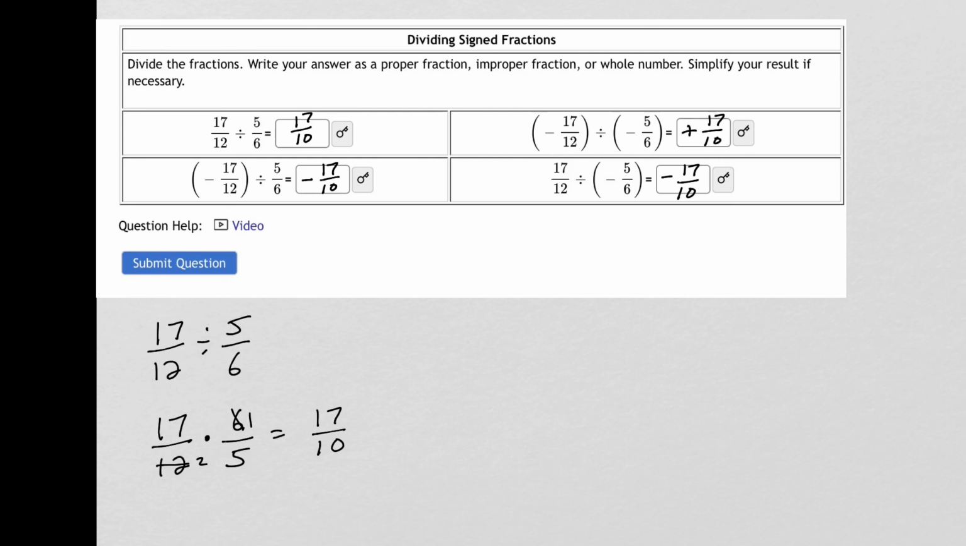Great, so that's it for Module 7 on signed numbers. And then next we'll look at Module 8, which will talk about just some basic statistics, basically mean, median, and mode. Great, thanks.